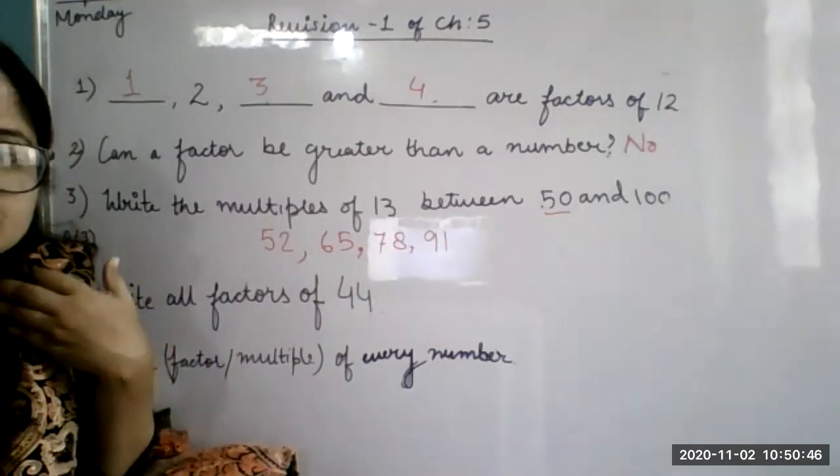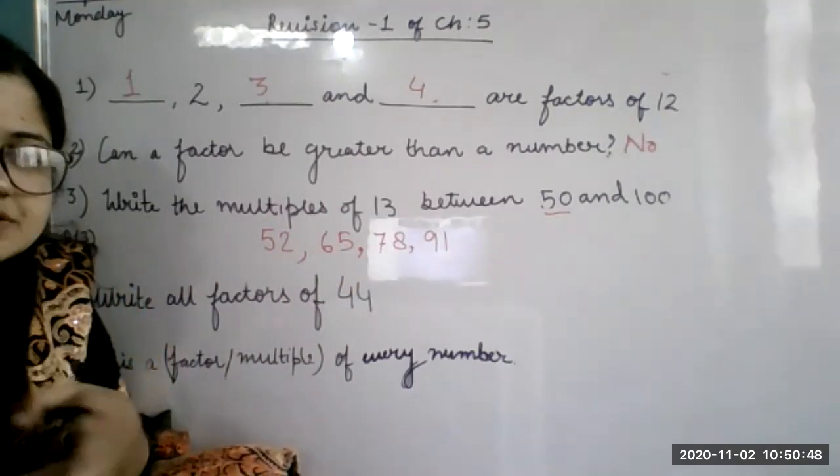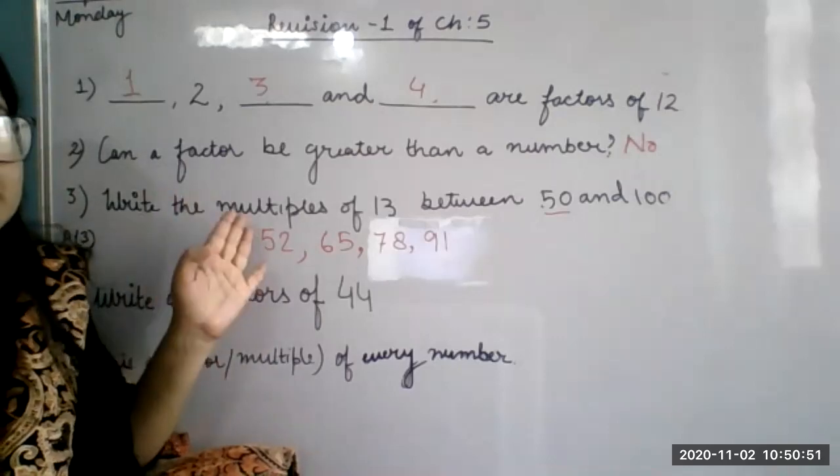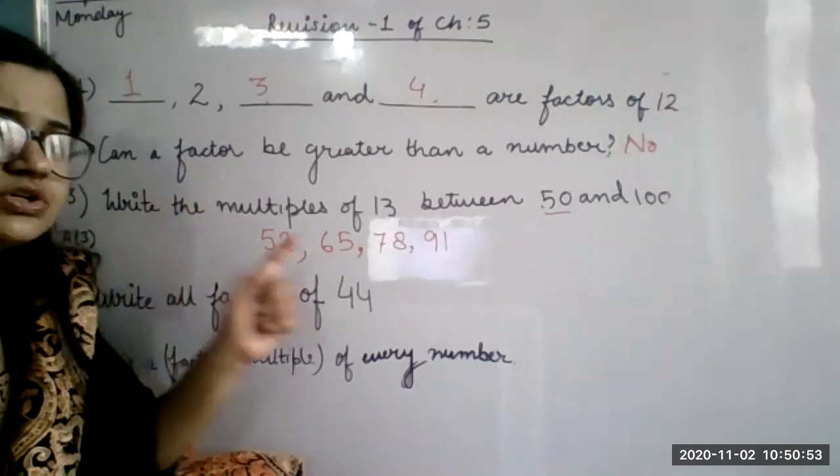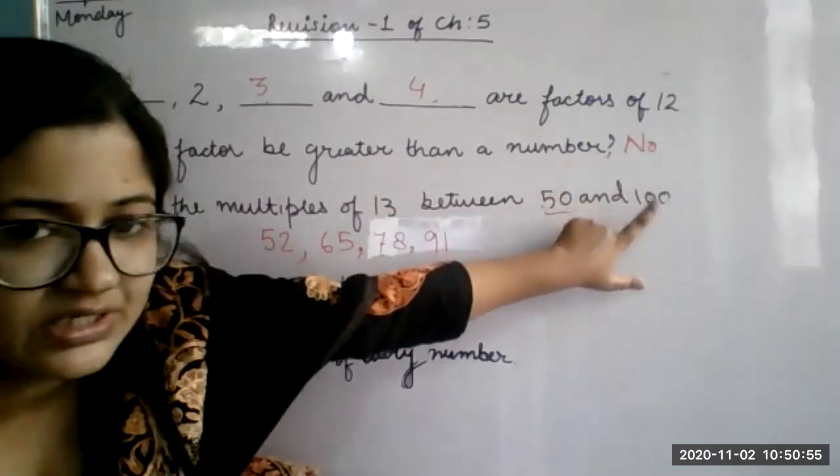I hope all of you understood. Last time most of you were not able to understand this question. So it means that you have to write the multiples of 13, but they should come between 50 and 100.